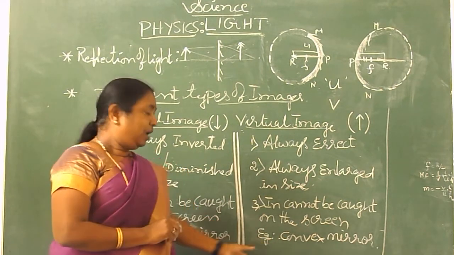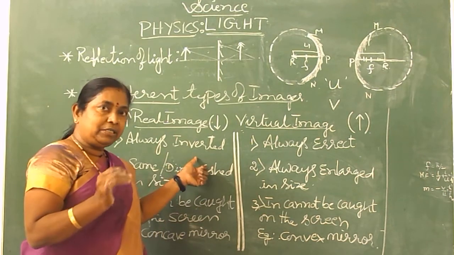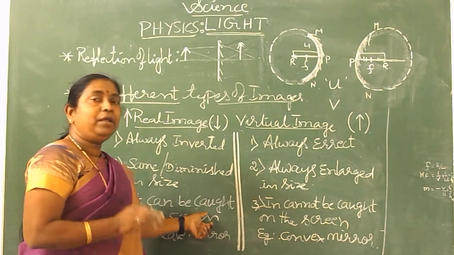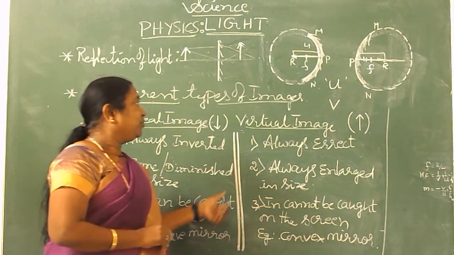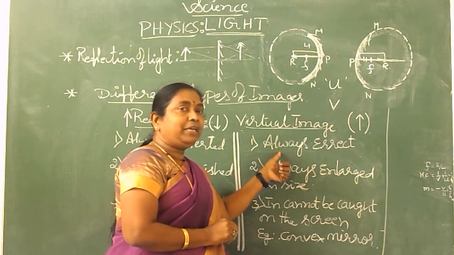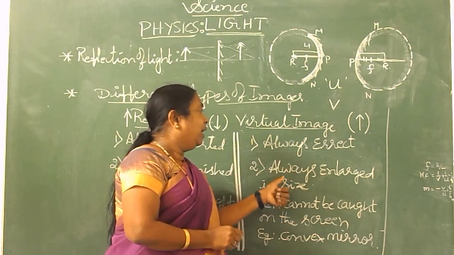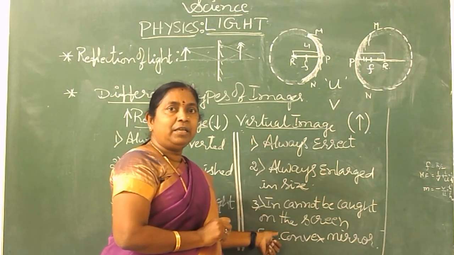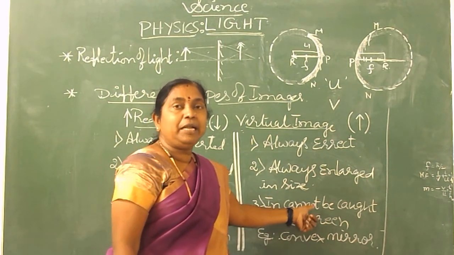Now you got an idea? A concave mirror forms an image that is always inverted, same or diminished in size, and it can be captured on the screen. Whereas a virtual image using the convex mirror is always erect, that is upright, and always diminished in size, and it cannot be caught on the screen. Hence we are using it in the side view mirror.